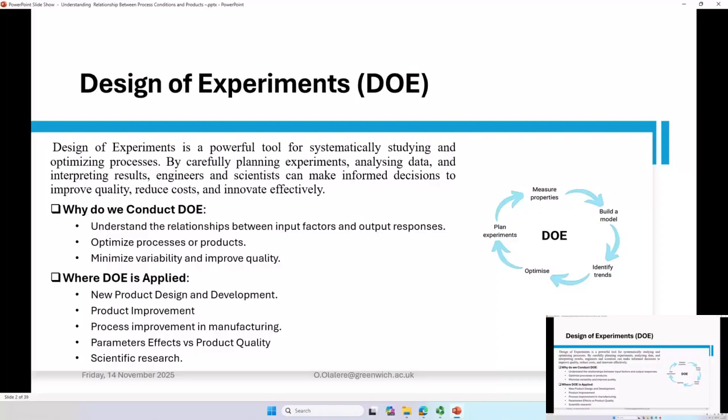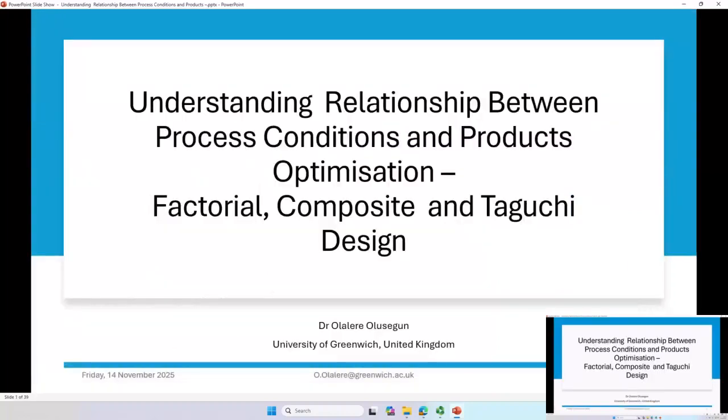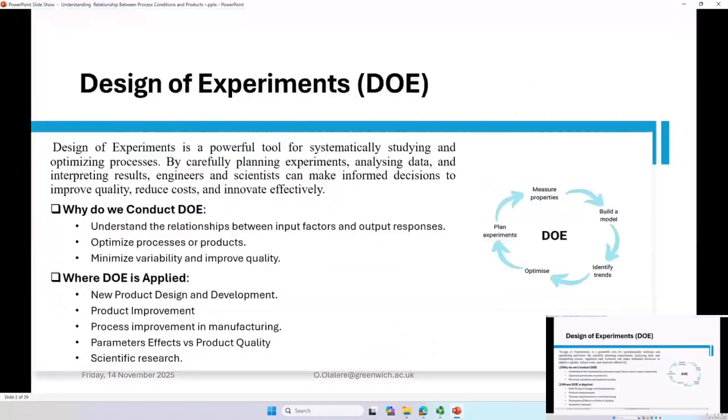Imagine the cold press of juice now. Different companies can use the same juice and the rest like that, and at the end of the day, they may not get the same quality. And the secret of it is what? The secret of this is what? The design of experiment. As simple as this is, this one can cost a company a lot just because of this.